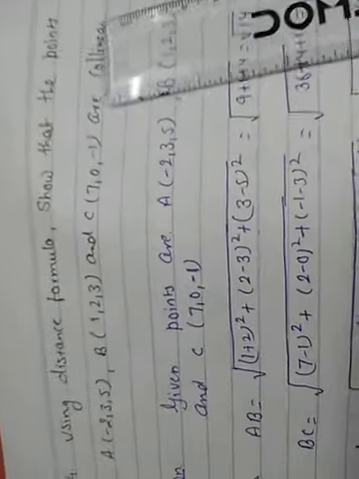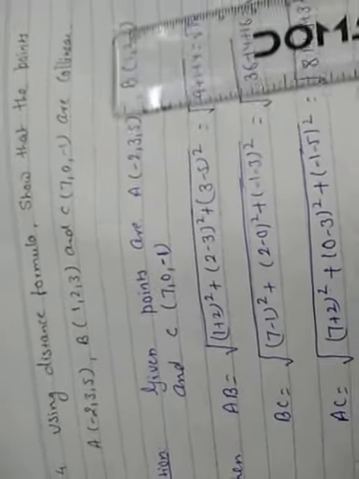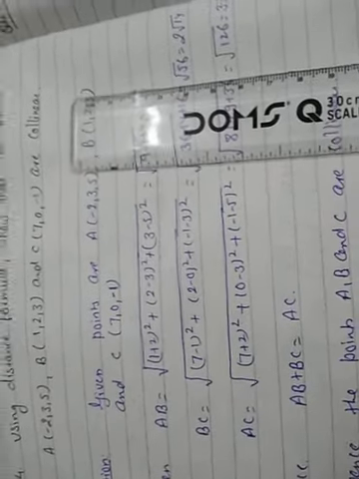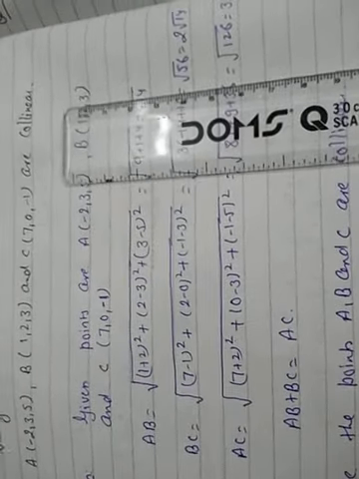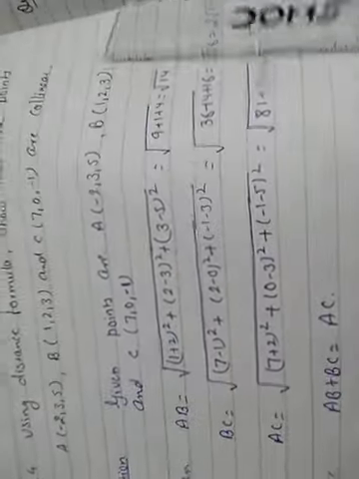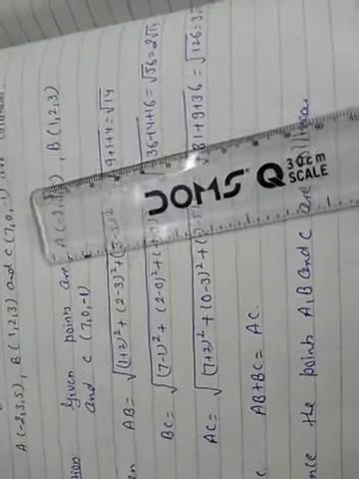Using distance formula, show that the points A, B, C are collinear. That we did in 10th standard for 2D. If A, B, C are collinear, then what we have to do? AB plus BC is equal to AC. That needs to be proved.